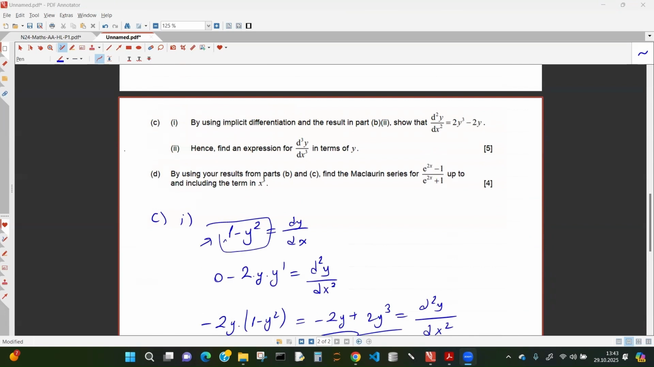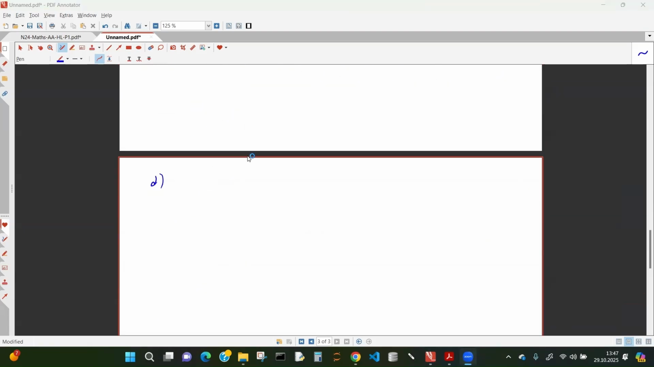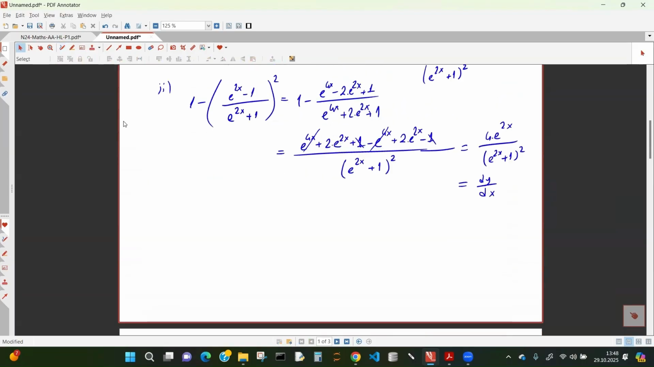At question D, by using your result from parts B and C, find the Maclaurin series for the function up to and including the term in x to the power of 3. So what is the Maclaurin series? It starts with f of 0 plus the first derivative of f at 0 times x divided by 1 factorial, plus the second derivative of f at 0 times x squared divided by 2 factorial, plus the third derivative of f at 0 times x cubed divided by 3 factorial.